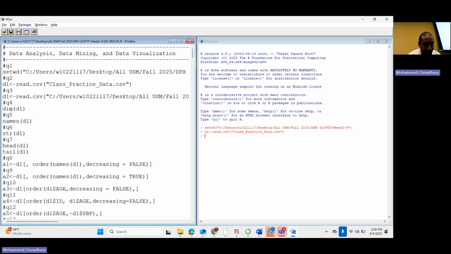If I write here dim and press Control R, dim means dimension. Understand? I am showing you there are 20,900 rows and 25 columns. Dim means dimension, okay? That means how many observations the data set has, that means how many rows and how many columns. Columns means variables. So data D1 has 20,900 rows and 25 columns, variables.